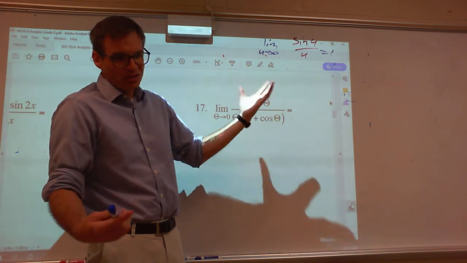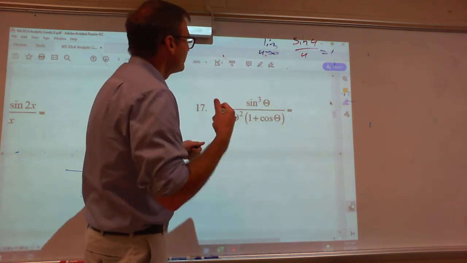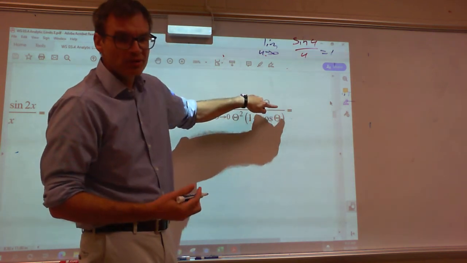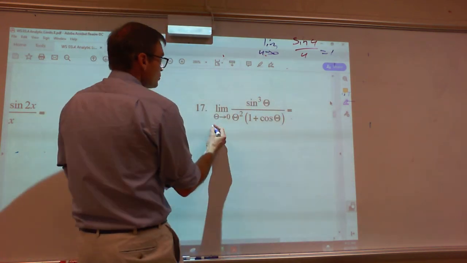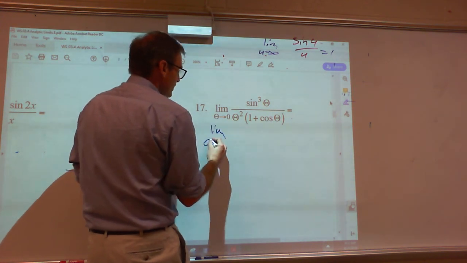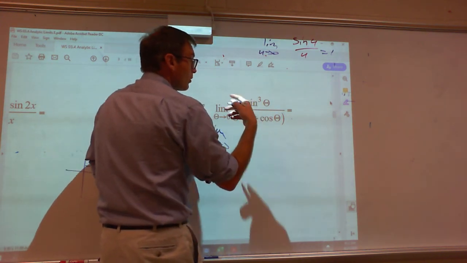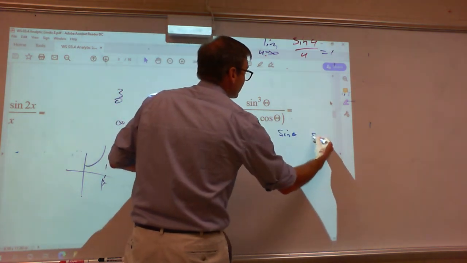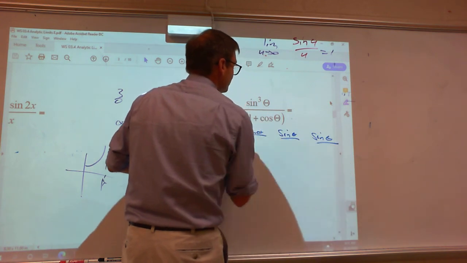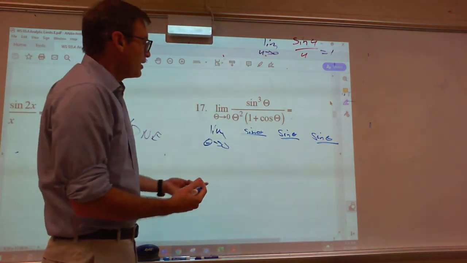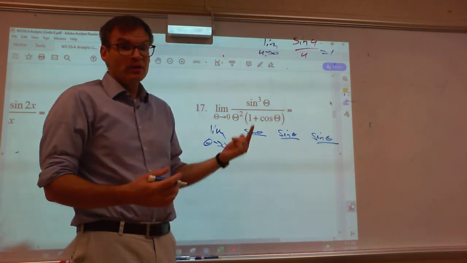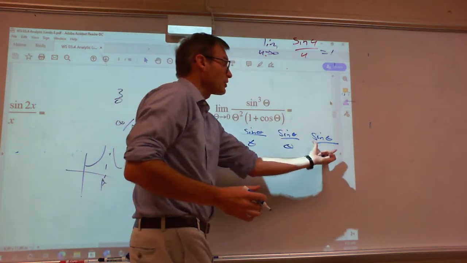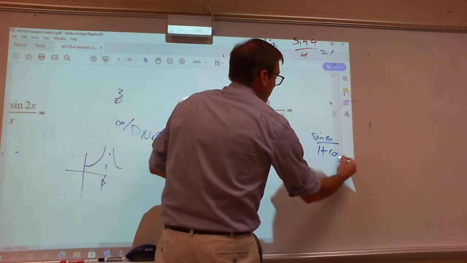If you don't like theta, you can change it to x. If you think about this, I want you to think of that sine cubed as 3 sines. So this is really the limit as theta goes to 0, and then go ahead and write it as sine theta, sine theta, sine theta. And in a similar fashion, I want you to think of that theta squared as a theta times theta. So I'm going to put a theta here, and this whole thing I'm going to stick here. 1 plus cosine theta.